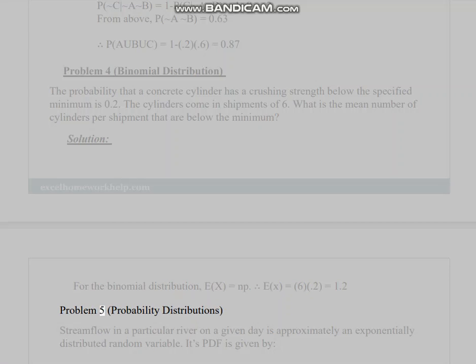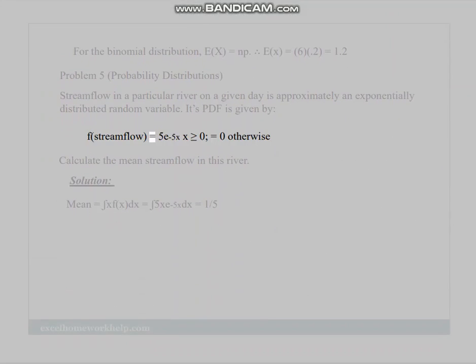Problem 5. Probability distributions. Streamflow in a particular river on a given day is approximately an exponentially distributed random variable. Its PDF is given by f(x) equals 5e^(-5x) for x greater than or equal to 0, and equals 0 otherwise. Calculate the mean streamflow in this river. Solution. Mean equals the integral of x f(x) dx equals the integral of 5x e^(-5x) dx equals 1/5.